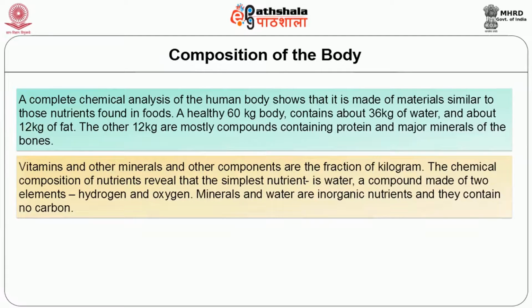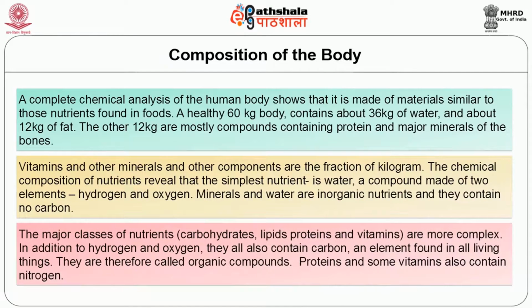The chemical composition of nutrients reveals that the simplest nutrient is water, a compound made up of two elements, hydrogen and oxygen. Minerals and water are inorganic nutrients and they contain no carbon. The major classes of nutrients, carbohydrates, lipids, protein and fats, are more complex. In addition to hydrogen and oxygen, they also contain carbon, an element found in all living things. They are therefore organic compounds. Protein and some vitamins contain nitrogen.